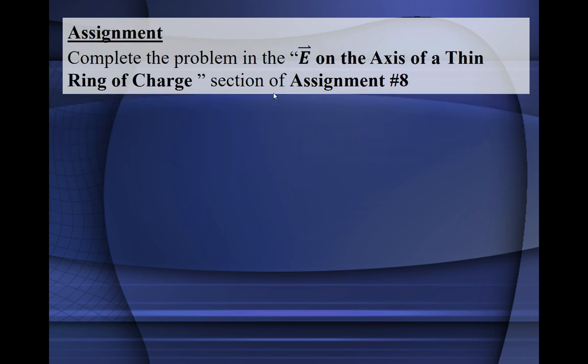And that's it for this lesson. In your assignment booklet, complete the questions in the section on the electric field on the axis of a thin ring of charge. In the next lesson, we'll look at electric potential due to a continuous charge distribution. I'll talk to you then.